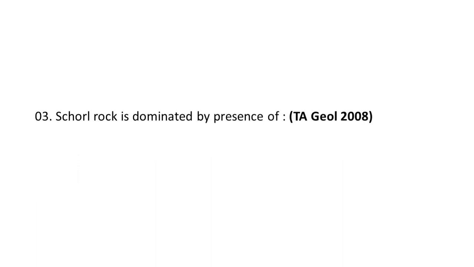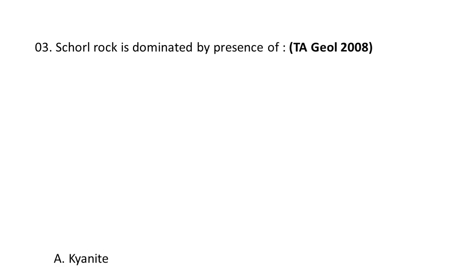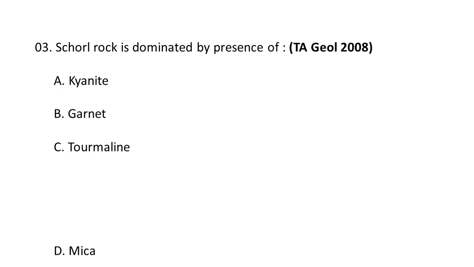Next question. Schorl rock is dominated by the presence of A. kyanite, B. garnet, C. tourmaline, D. mica. Schorl rock is dominated by the presence of tourmaline. C is the correct option.